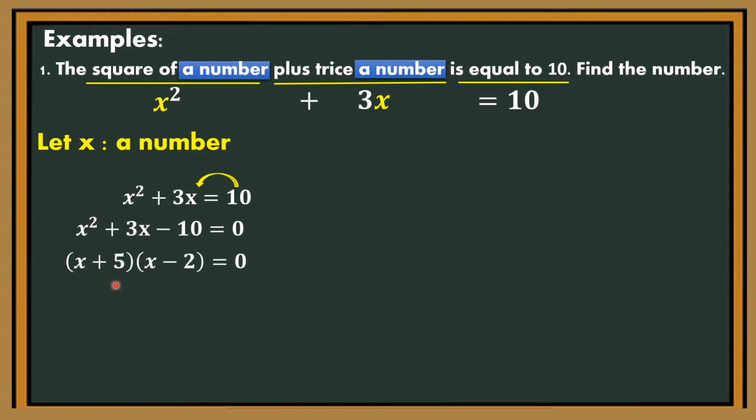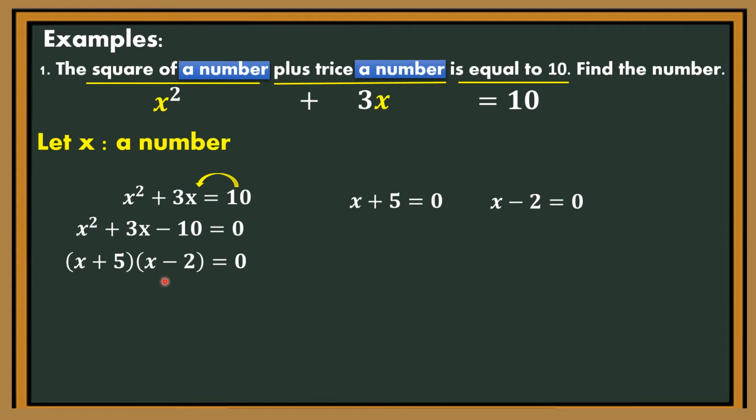Let us try positive 5 and negative 2. Positive 5 times negative 2, that is negative 10. That is correct. Let us get the sum. 5 plus negative 2, that is positive 3. Therefore, these are now the factors of the given equation. Since we have already the factors, let us equate these two factors to 0. The first factor is x plus 5 equals to 0. Second factor, x minus 2 is equal to 0.